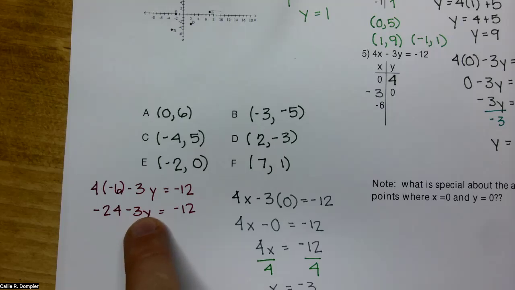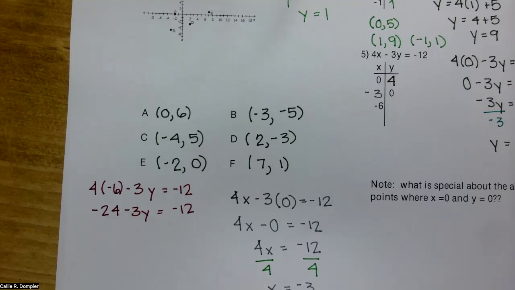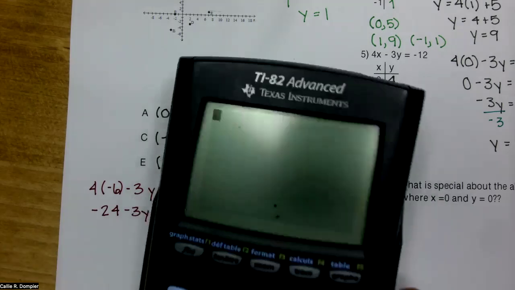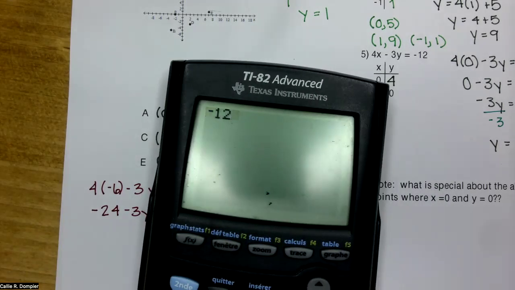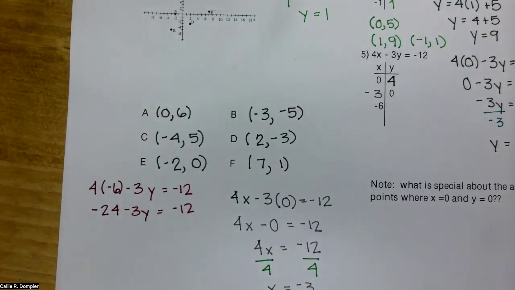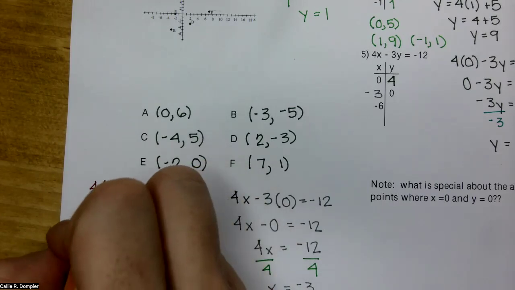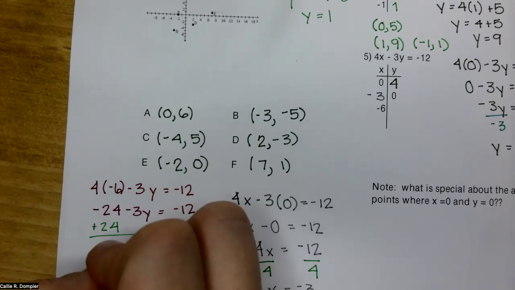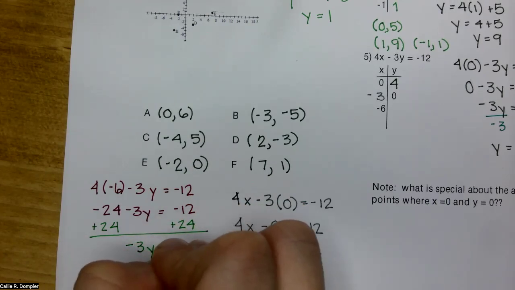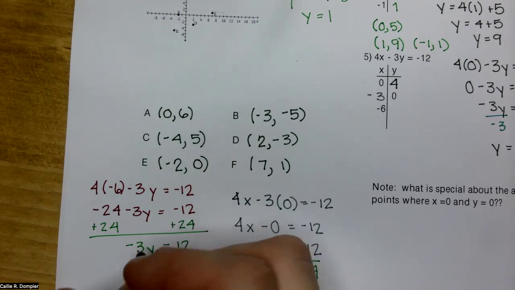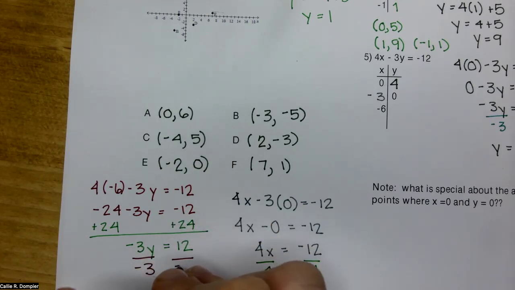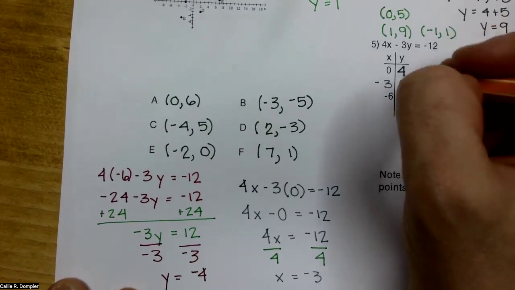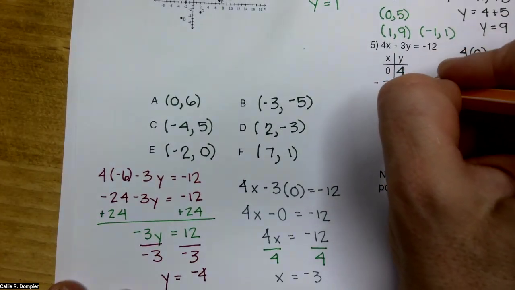Right now, y is being multiplied by negative 3, and 24 is being subtracted, so we're going to add 24 to both sides. Negative 12 plus 24 gives us 12. That's now negative 3y equals 12. Again, we just divide by negative 3 to get y alone, and we get y equals negative 4. So when x is negative 6, y is negative 4.